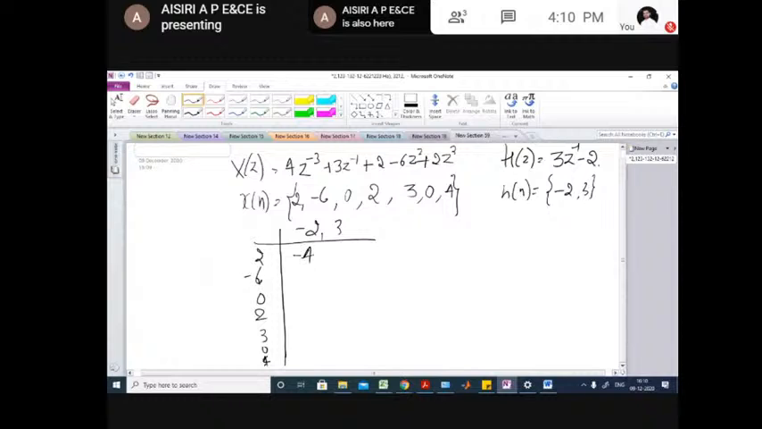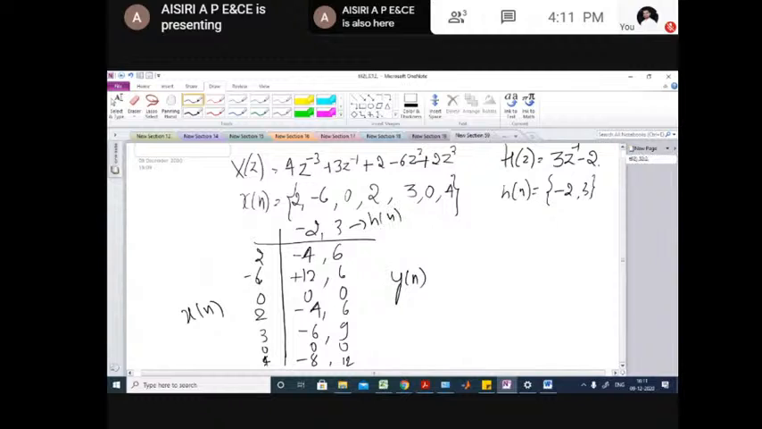So that is minus 4 comma 6, that is plus 12 comma 6, 0, 0, minus 4 comma 6, then this is minus 6 comma 9, 0, 0, minus 8 comma 12. So the result y of n. So this is now x of n, and this is h of n. So the result y of n, I would obtain it as minus 4, then you have 18, and then you have 6, and then you have minus 4, and then you have 0, and then you have 9, and then you have minus 8, and then you have 12.